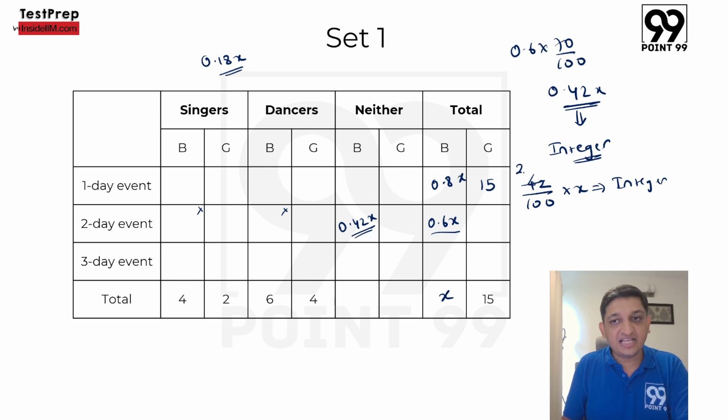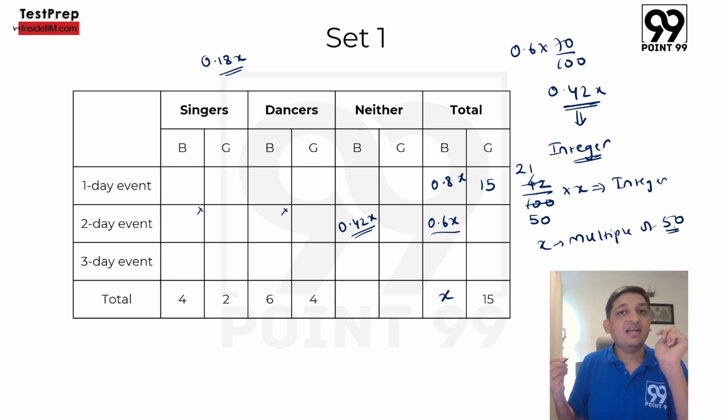And यहाँ पे if I cancel out a 2 from the numerator and a 2 from the denominator, I will get 21 by 50 into x. अभी इसको अगर integer बनना है तो 21 में से तो मैं 50 cancel नहीं कर सकता. That basically tells you that x has to be a multiple of, you guessed it, 50. x जो है उसको 50 का multiple होना बहुत जरूरी है. अगर x 50 का multiple नहीं है then it's going to be a big problem. ठीक है? So x is a multiple of 50.